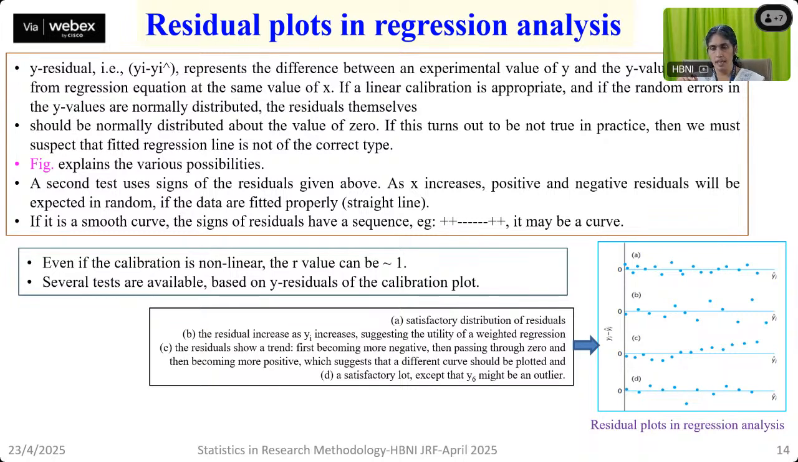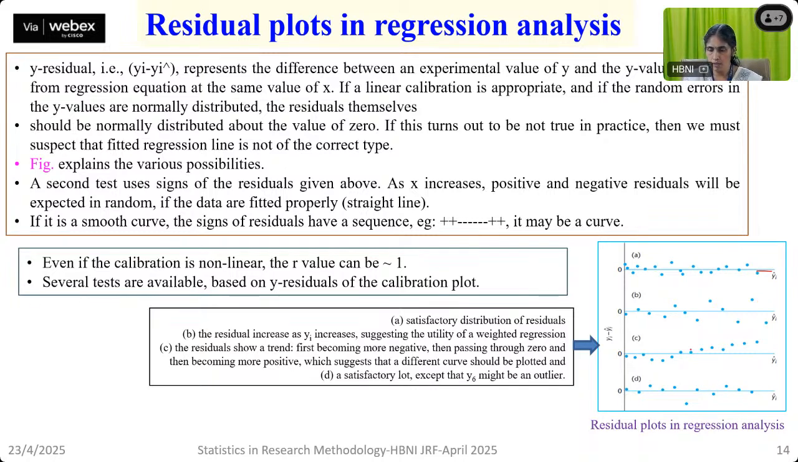In figure A, you can see that the dots are much nearer to the horizontal zero line. That means the fitting is proper. You get reliable data, and the dots are almost normally scattered on either side of the zero line. Whereas in figure B, as the horizontal axis value increases from left to right, the magnitude of the residual keeps on increasing.